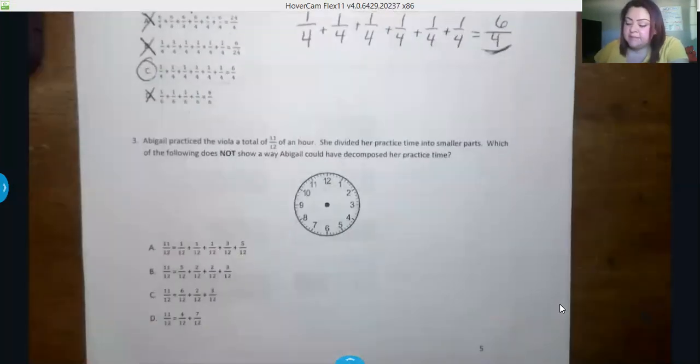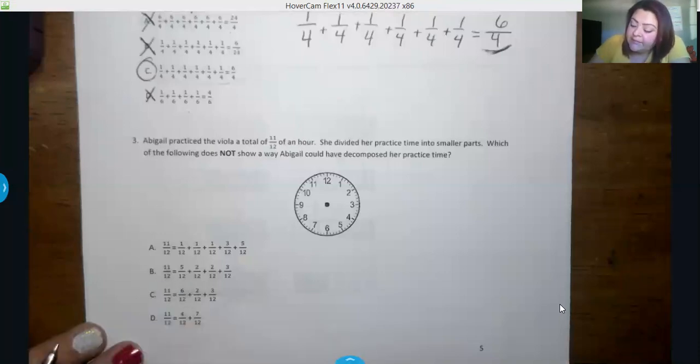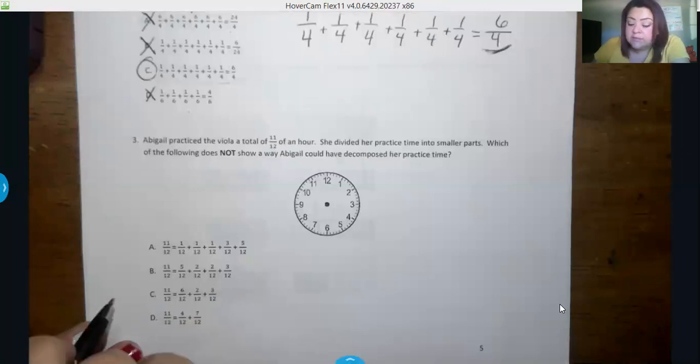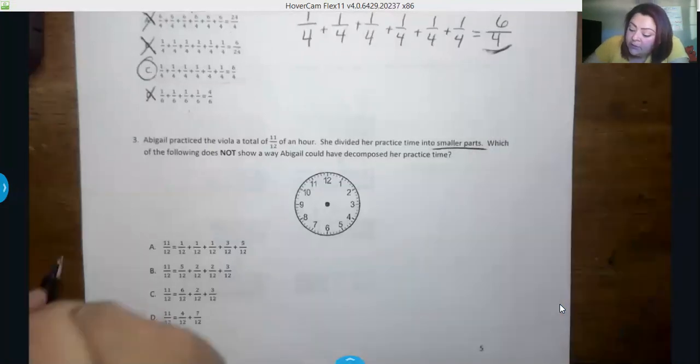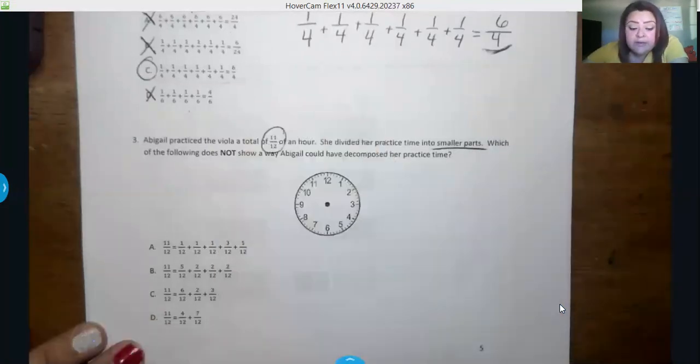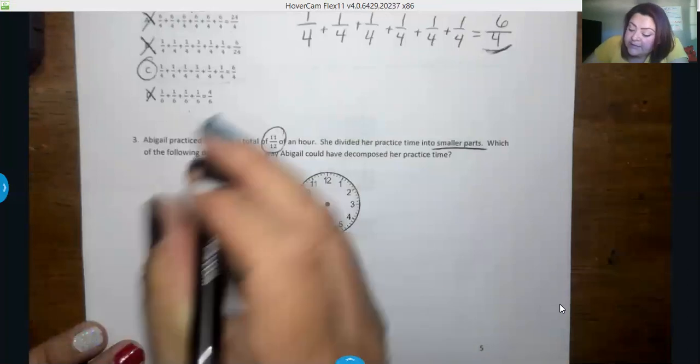Abigail practiced the viola a total of 11/12 of an hour. She divided her practice time into smaller parts. Which of the following does not show a way Abigail could have decomposed her practice time? Now, when we're looking at these, there's a few things to look at. We're breaking it into smaller parts, okay? The total was 11/12. And they're asking us for what does not.